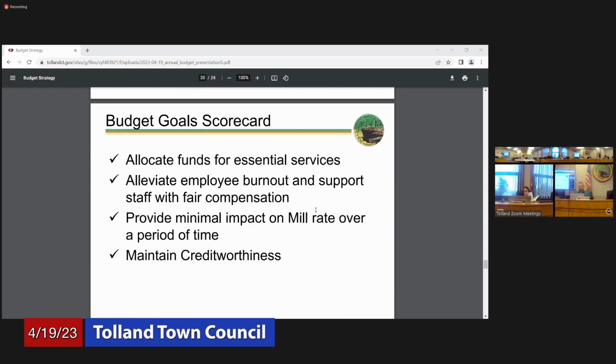So overall, this budget goals scorecard, we allocated funds for the essential services, work to alleviate employee burnout, support staff with fair compensation through negotiations that were completed by the council and the Board of Education, providing a minimal impact on the mill rate over a period of time, and have maintained credit worthiness going forward. I think that will be something that can be maintained through this budget and similar budgets going forward.